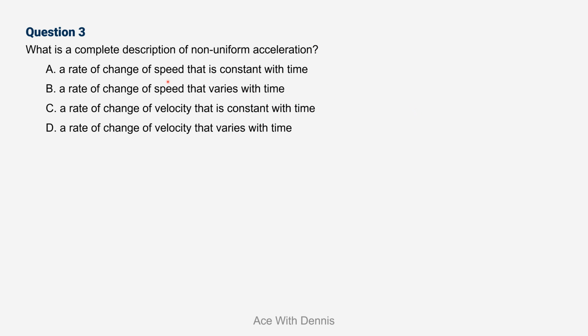And second, is it about the rate of change of speed or the rate of change of velocity? Speed is a scalar quantity and velocity is a vector quantity. As I mentioned just now, acceleration is a vector quantity. Hence, the definition for non-uniform acceleration should be D. It is a rate of change of velocity, which is a vector quantity, and varies with time.